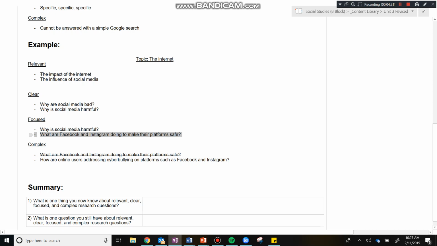Now, for the final step and the final test of our research question, we need to ensure that it's complex, meaning it cannot just be answered with a simple Google search. And oh no, it fails the complex test. And it fails it, guys, because all I would have to do is type this into Google, and I would get a clear explanation of exactly what Facebook and exactly what Instagram are doing to make their platforms safe. So I need to make it more complex. That way, I'm actually going to be collecting data, collecting information, and analyzing that information in order to come up with an answer to my question.